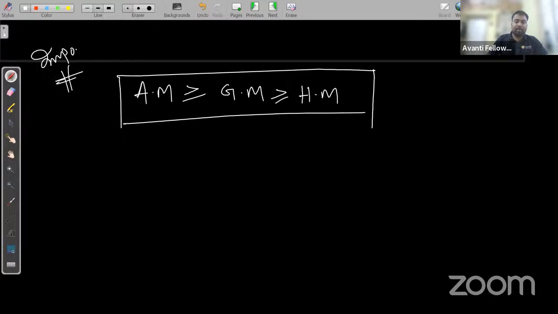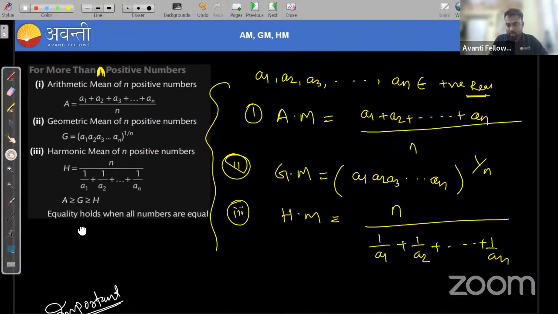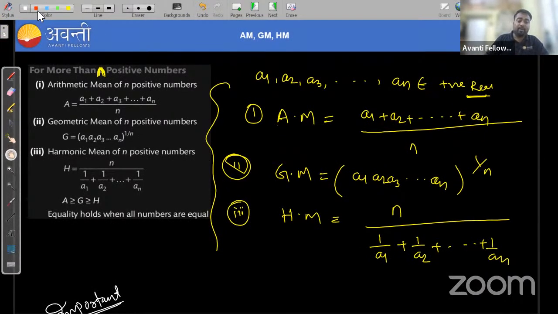This is very, very important. Just remember it. Arithmetic mean is greater than or equal to geometric mean is greater than or equal to harmonic mean. And these are the three formulae when you have n number of terms. Okay, n number of positive numbers, then you can find arithmetic mean, geometric mean and harmonic mean by using these formulae.